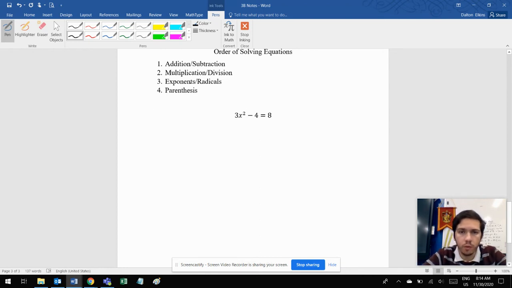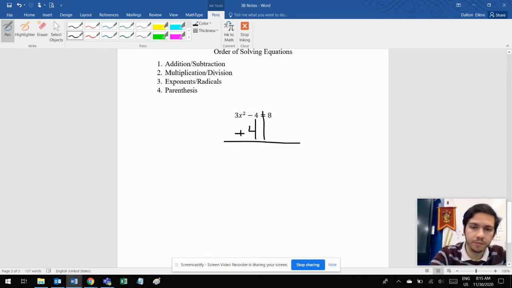So again, here's the order in which you want to solve. You want to start by finding the addition or subtraction, undoing that, then the multiplication or division, and then finally the exponents or radicals. Notice that this one doesn't have any parentheses in it, so we ignore that for right now. But okay, let's see if we have an addition or subtraction. We have a subtraction, we have a minus 4. So we're going to undo that first by adding 4 to both sides.